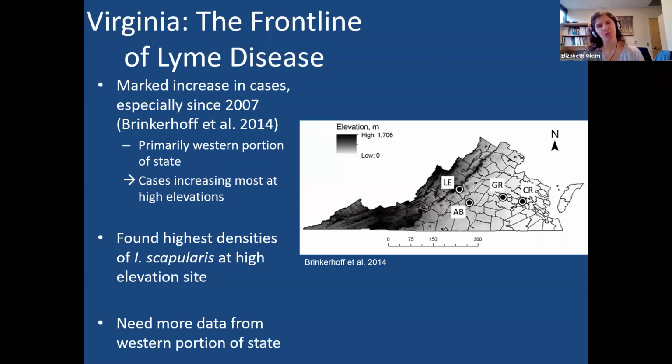So this was really interesting. It seemed to fall in line with the trends that we're seeing with Lyme cases tending to concentrate in these high elevation western portions of the state. But really, these conclusions were drawn based off of just that one site. So there needed to be more research looking at Lyme disease ecology in Western Virginia. And in particular, there really has been minimal to no research done here in Southwestern Virginia where that hotspot has developed.